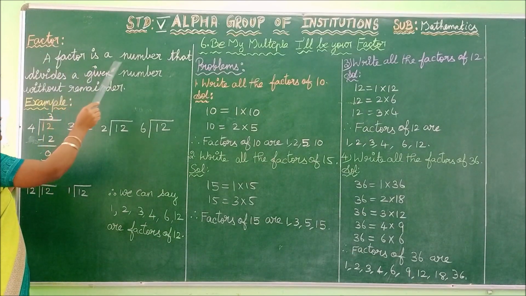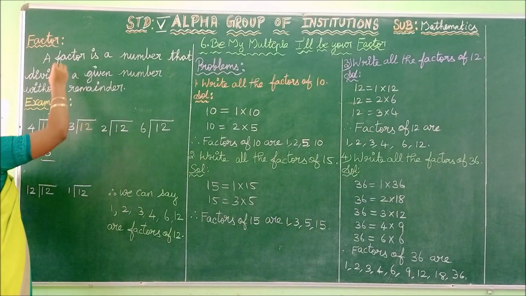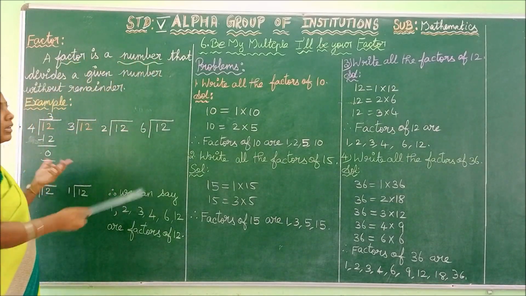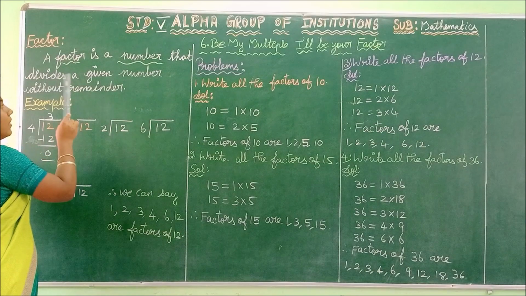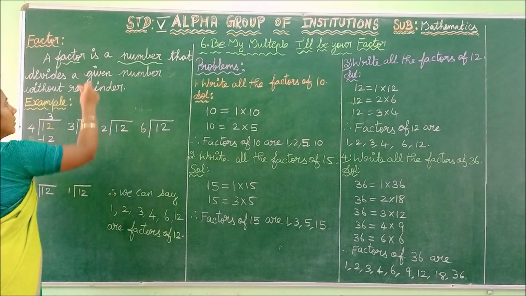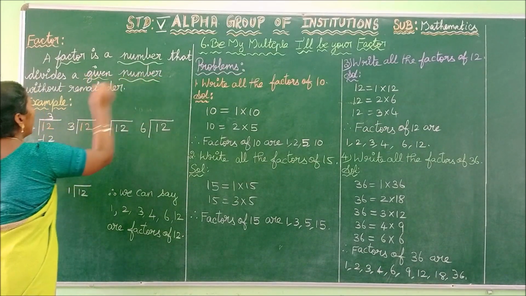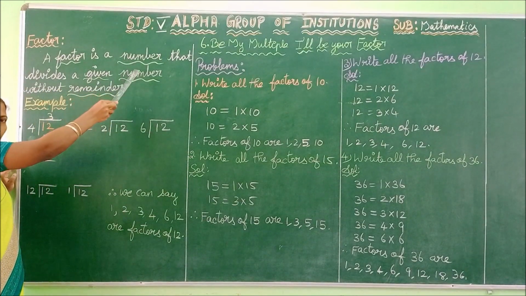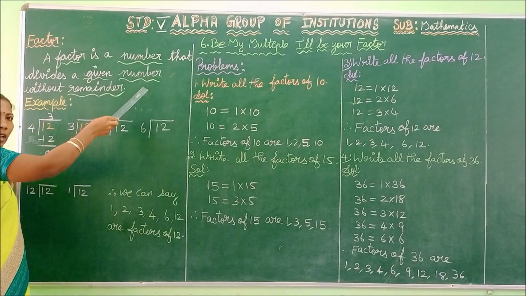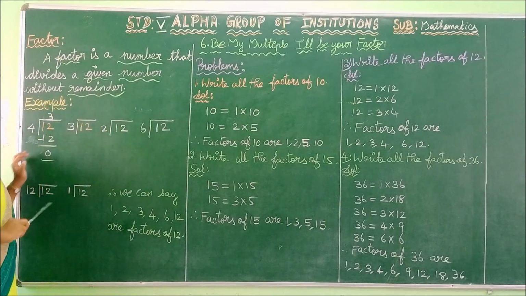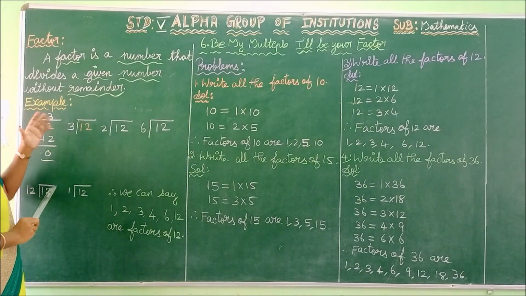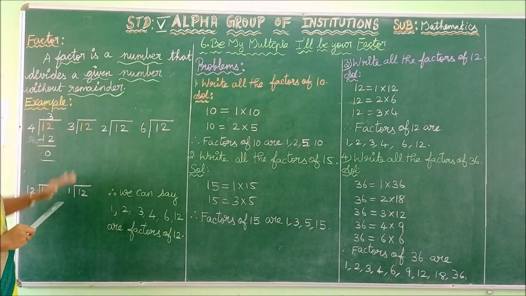A factor is a number. A factor is nothing but a number. And what is the nature of that number? That number divides a given number. That divides the given number without remainder. A factor is a number that divides a given number without remainder. Such a number is called a factor. You will understand this term factor by seeing this example.